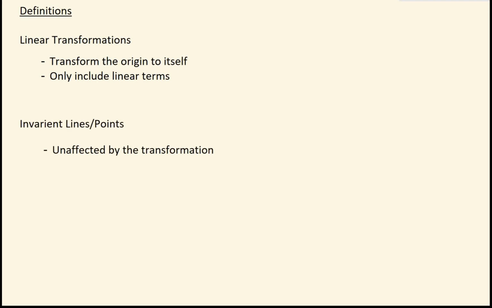We also have invariant lines and points. These are lines and points which are unaffected by transformation. Okay, so points that don't move when you transform it. So for an example, this will always include the origin, because I've just said in point 1, the origin must transform to itself, so therefore it's unaffected, which means it's invariant.